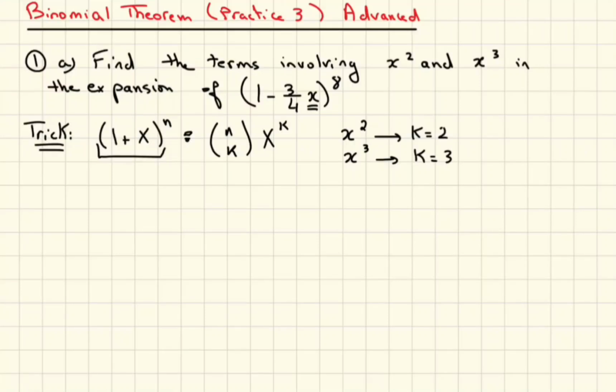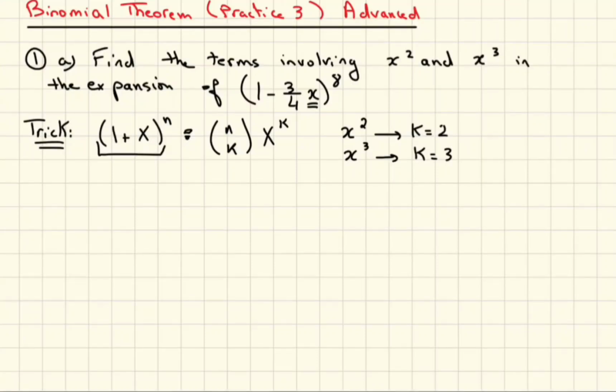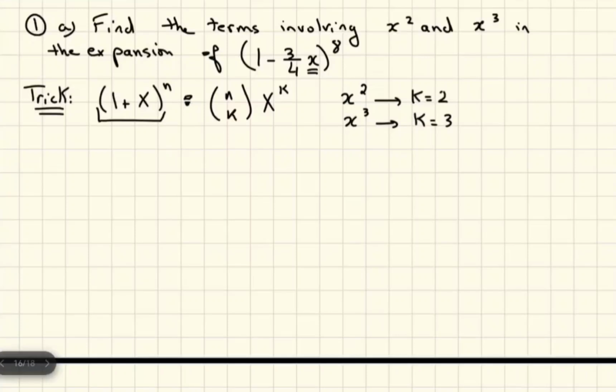When you have this form and x inside the parentheses is exponent 1, then you can use this trick. So k equals 2 whenever x is exponent 2, and k equals 3 whenever x is exponent 3. Alright? So this will help us in solving some questions really quick.